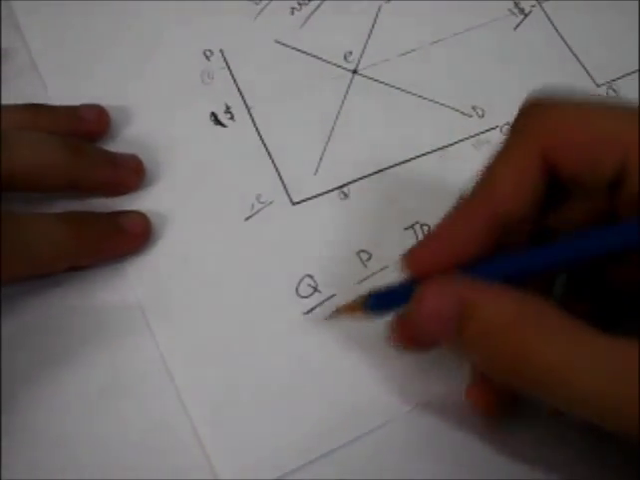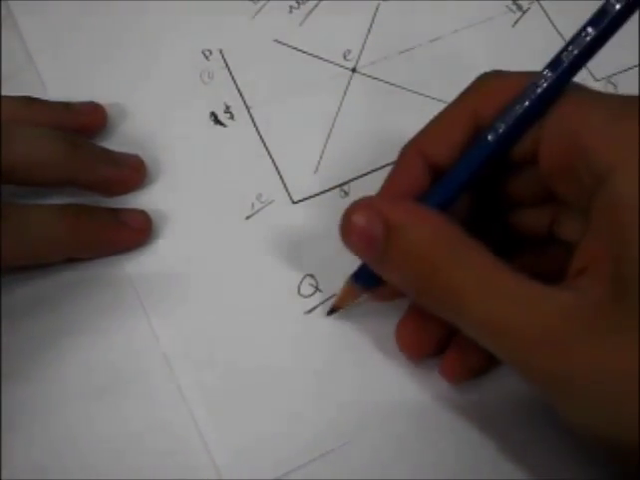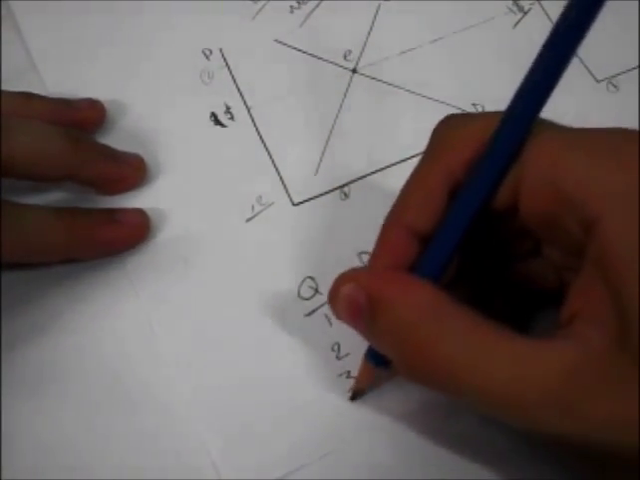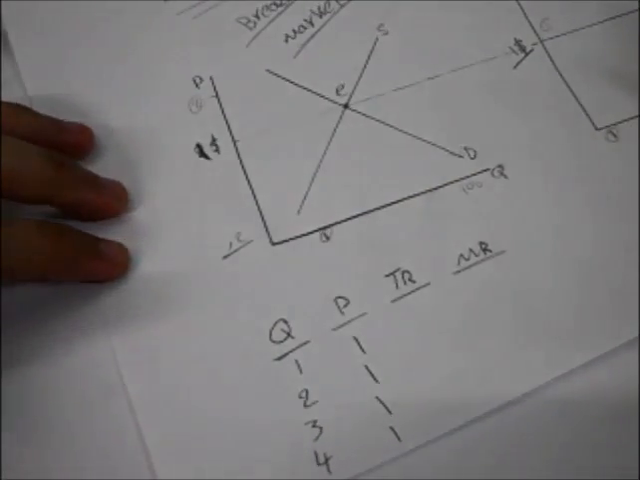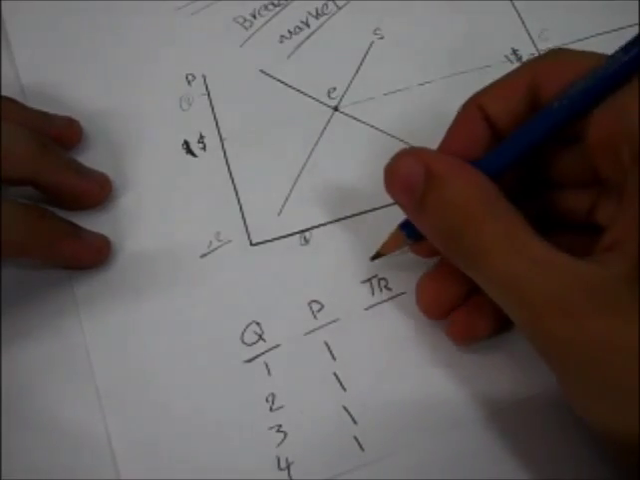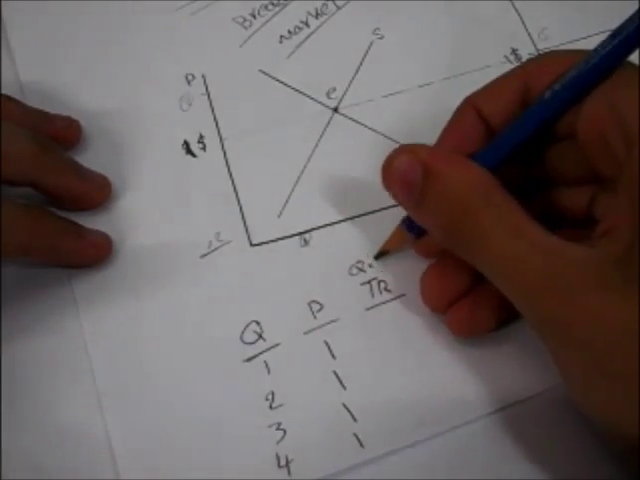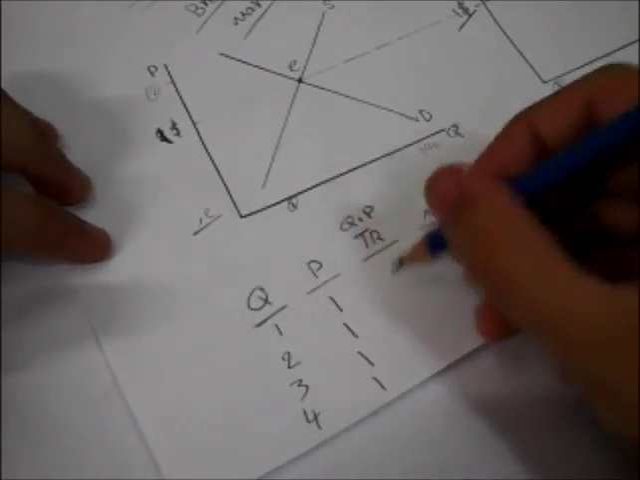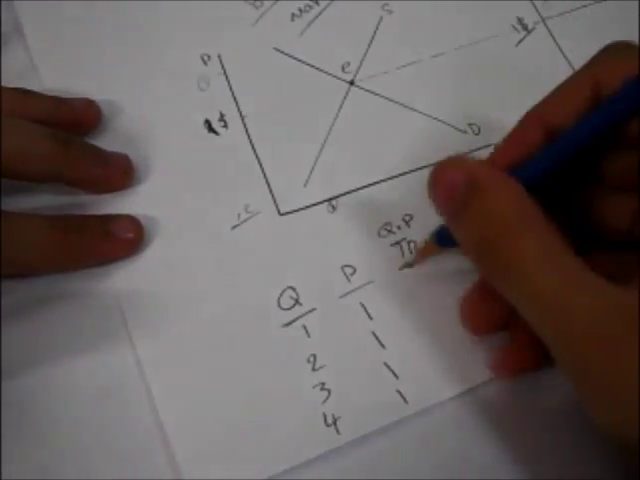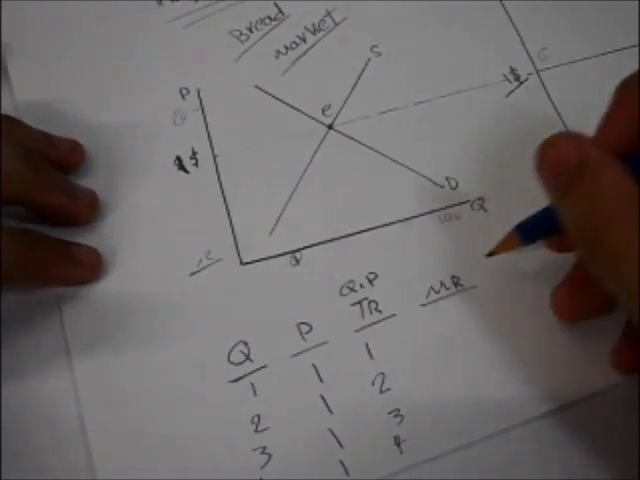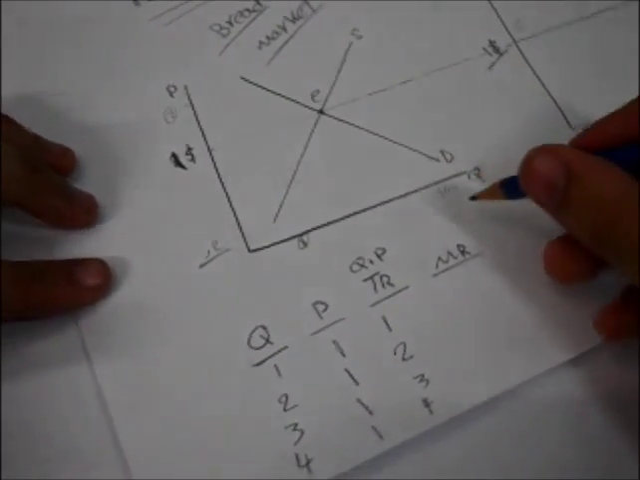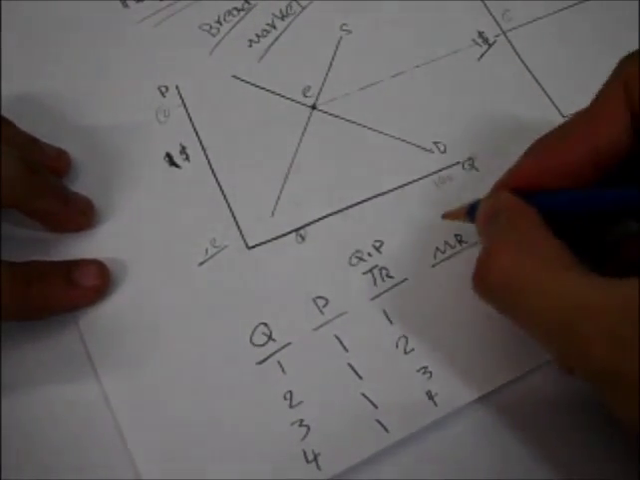So let's take it from this point. Let's say the quantity is 1, 2, 3, 4 and the price is constant at 1, and the total revenues equals quantity times the price, or price times the quantity, which is going to be 1 times 1, 1, 2, 3, 4. How about the marginal revenues?